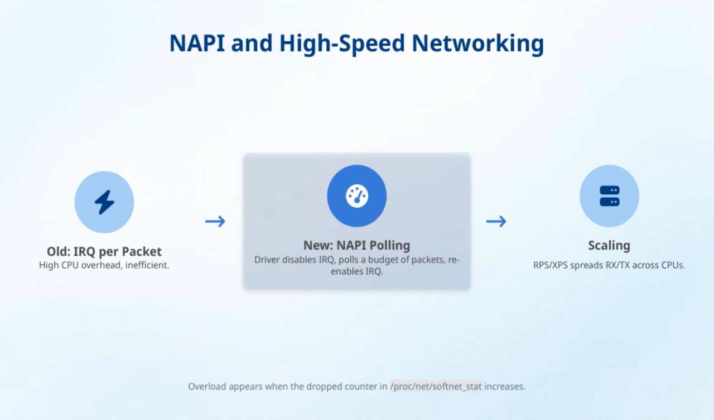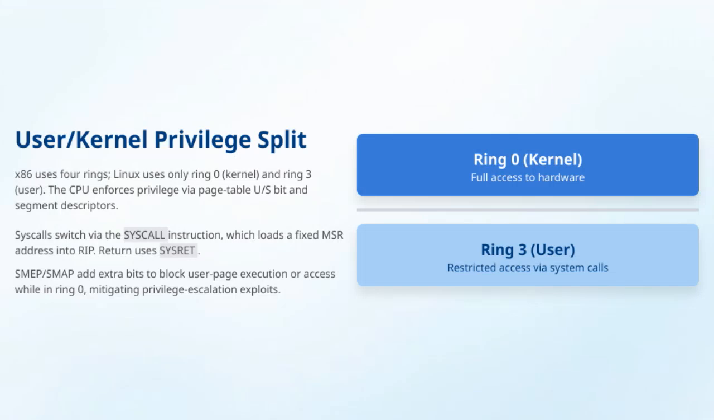In the context of high-speed networking, NAPI plays a crucial role by helping to mitigate the CPU load and improve overall throughput. It's a key evolution in how we handle network traffic more efficiently at scale, especially as network speeds continue to increase. Now let's talk about how access is managed via system calls.